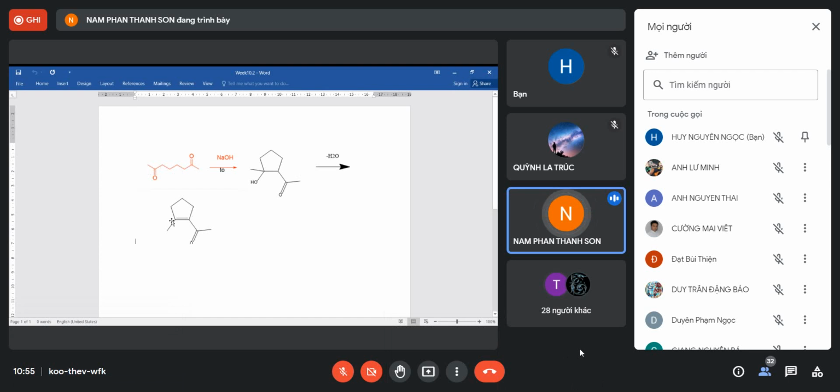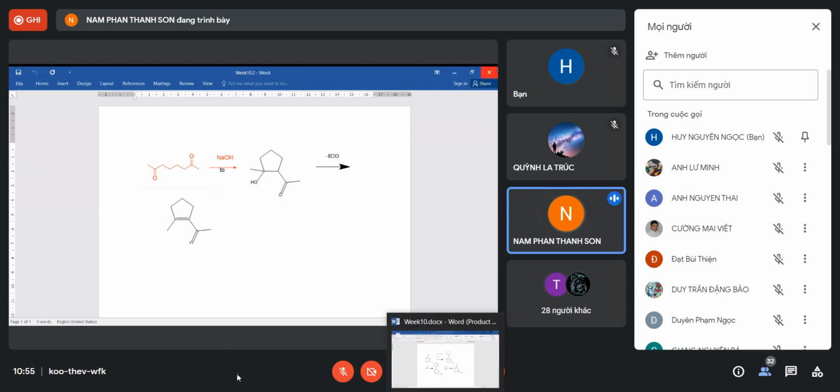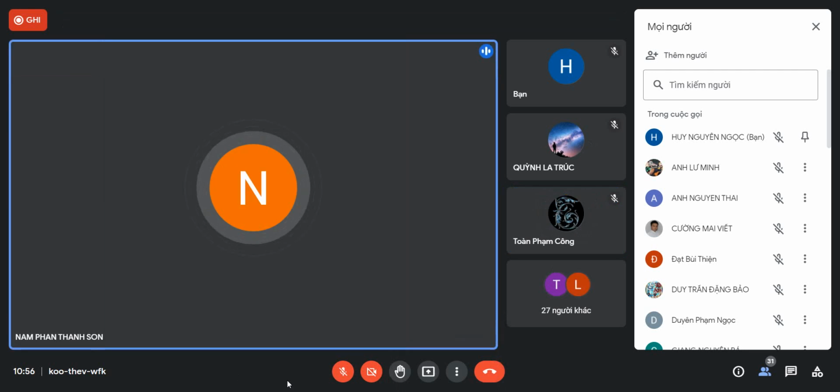Okay. Eventually we eliminate one water molecule and we have C double bond C, single bond C, double bond CO. Okay, so this is the product. I mean the blue one.